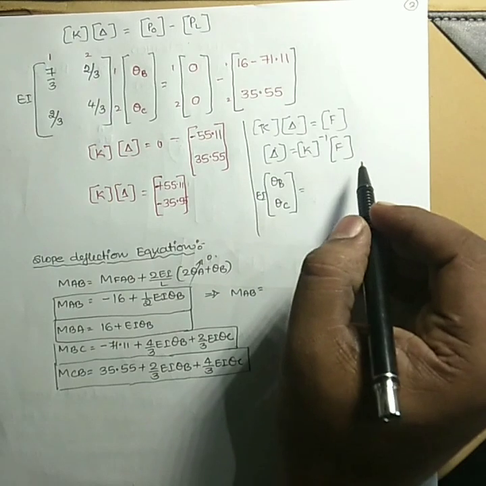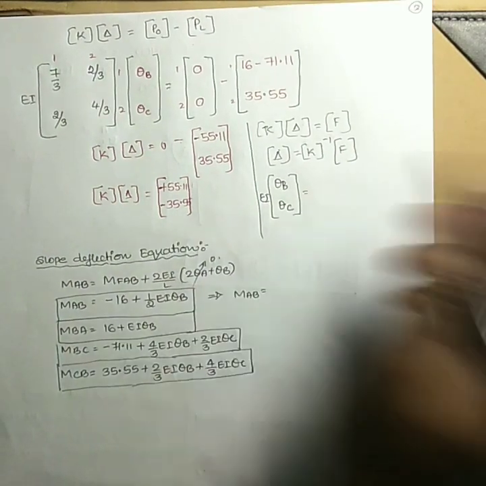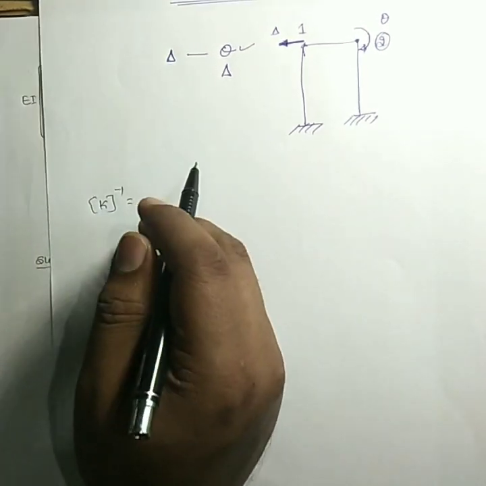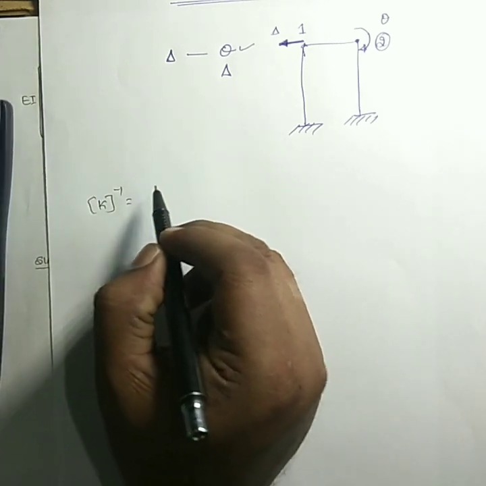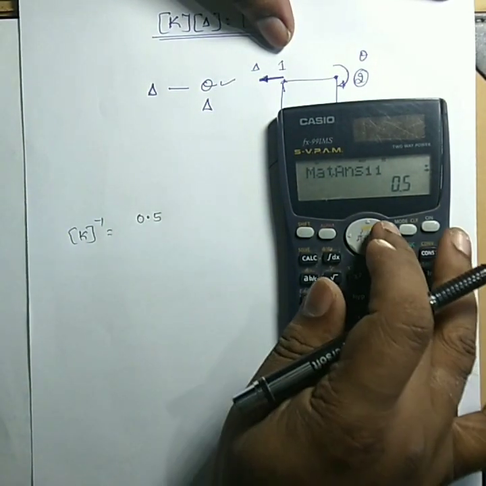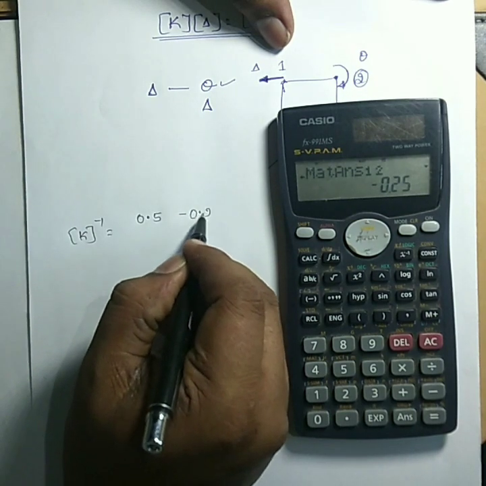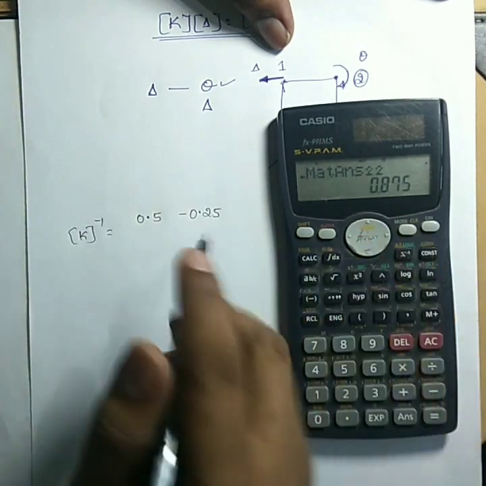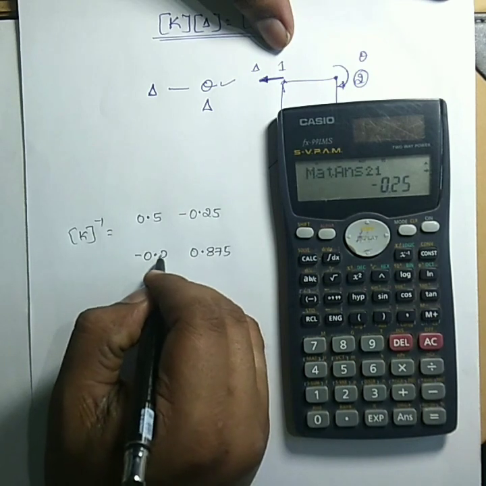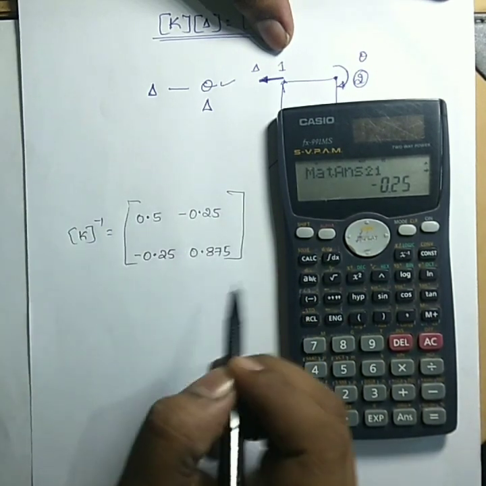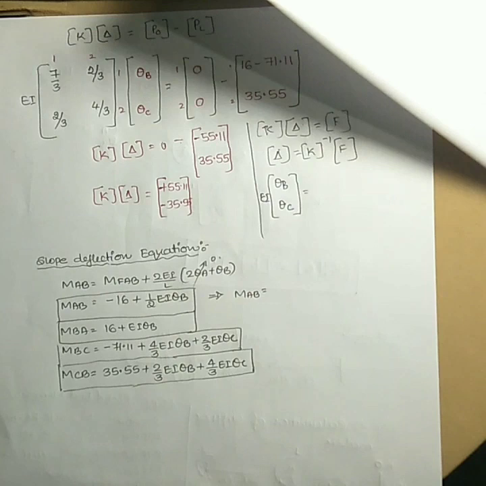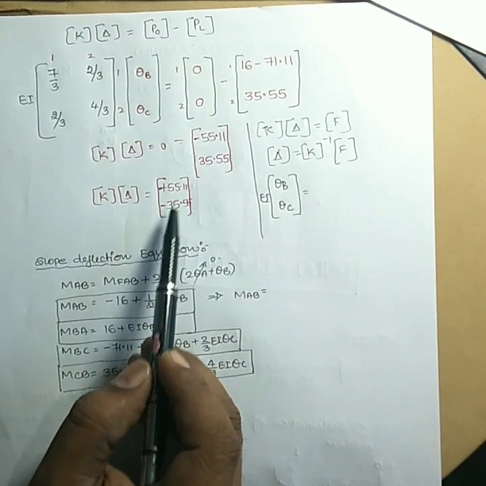I'll go with another paper. K matrix inverse is given as 0.5 is my first value. If I go right hand side, you have minus 0.25. Again, if I go downside, you have 0.875, and if I go to the left hand side, you have minus 0.25. This is my K inverse value. This K inverse value I have to multiply with the other matrix, that is plus 55.11 and minus 35.55.